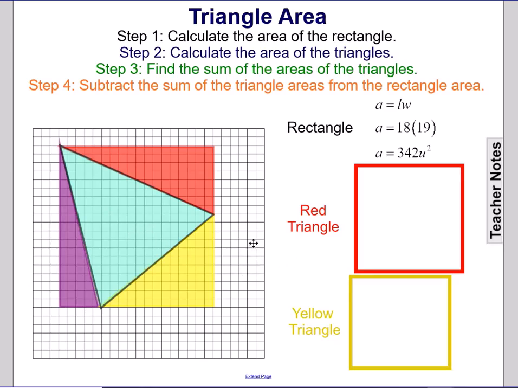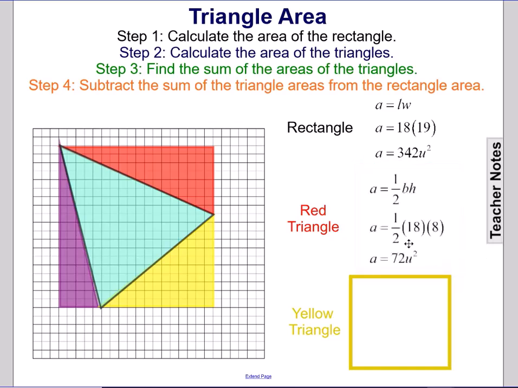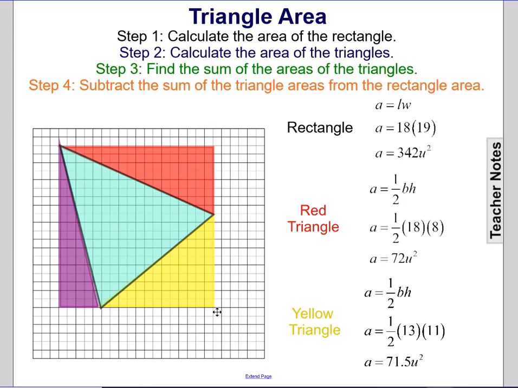So my area of my red triangle, I would actually count my grid lines along the side to get the dimensions of the base and the height. And we end up with that 18 is the base and my height is 8. So this area is 72 units squared. For the yellow triangle, I end up that it is 13 for the base and 11 for the height. And when I multiply that out, I get 71.5.